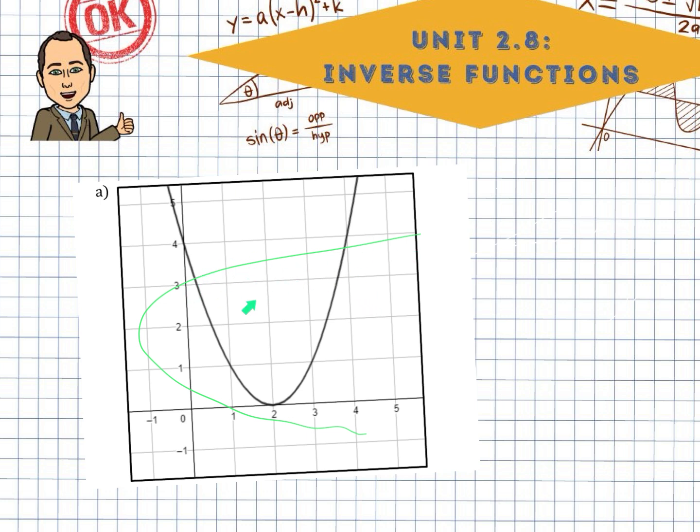So I have to compare this upper half of my inverse to the original to see what it matches up with, and I have to compare this lower half of my inverse to see what it matches up to in the original function. Well, the easiest way for me to do this is to try to sketch out the line y equals x. Because remember, an inverse function has to be reflected across that line y equals x. So let me do that.